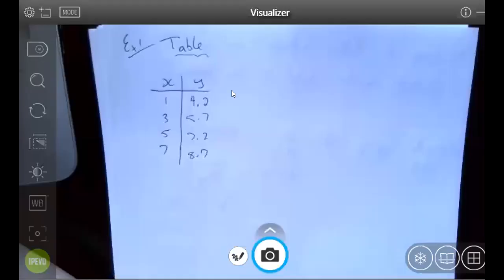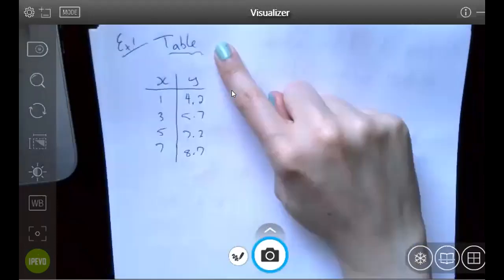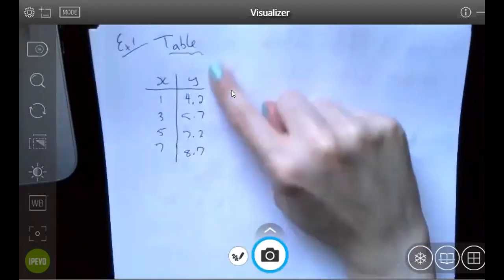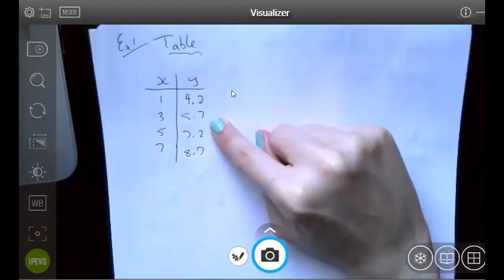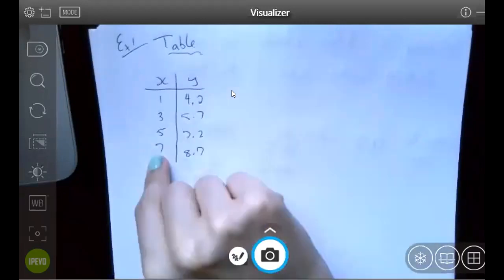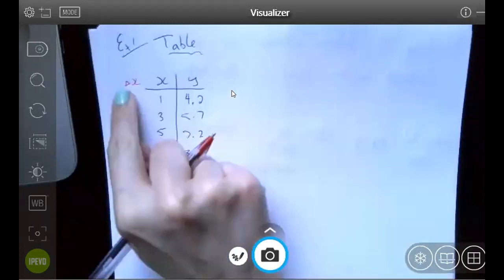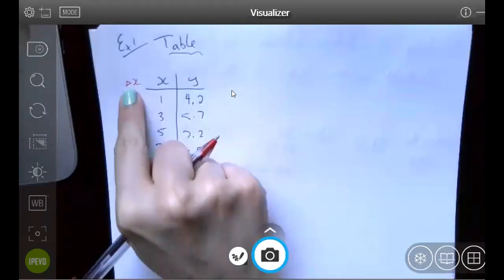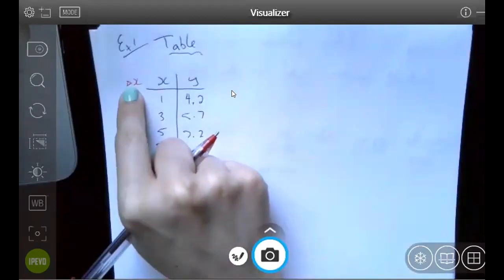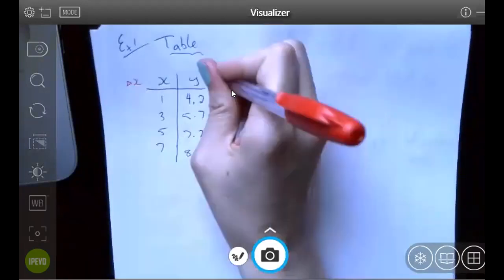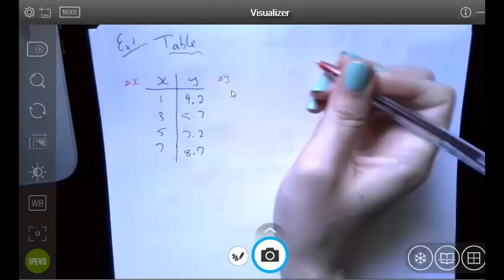Okay, so we're going to start by having a table given to us and trying to write our equation of a line from that. The first step is going to be to find the rates of change for both our x and our y. So we're going to call that delta x. Anytime you see a triangle like this, it just means a change in, or the rate of change. So this is the rate of change for x. On the other side, we'll also find the rate of change for y.